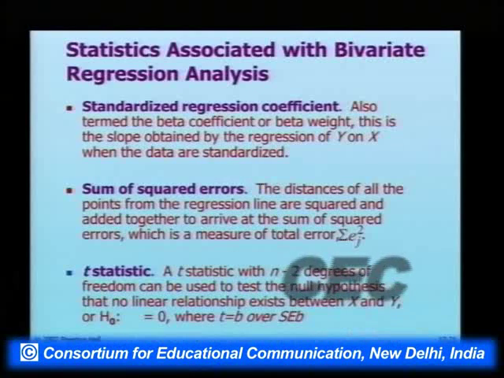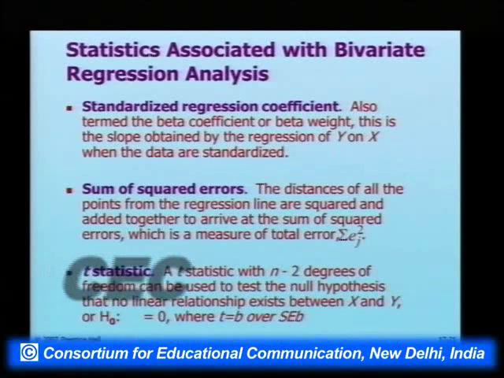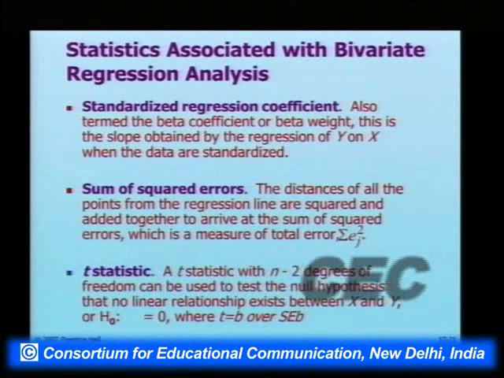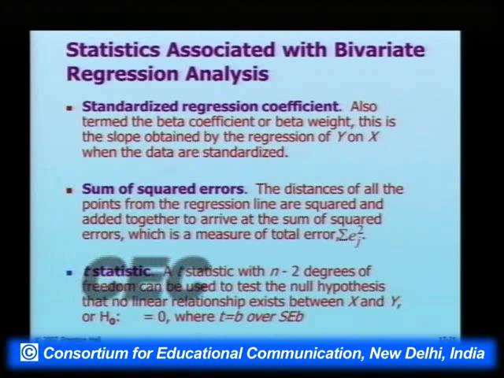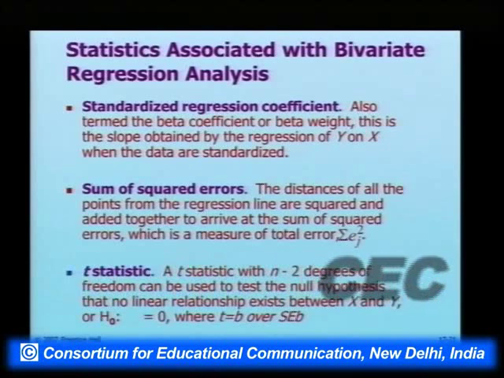Standardized regression coefficient. When we do a regression, we get two types of regression coefficients. One is called the unstandardized regression coefficient and the other is called the standardized regression coefficient. The standardized regression coefficients are obtained by first standardizing the independent and the dependent variable, making their mean equal to 0 and standard deviation equal to 1, and then finding the regression between the two.